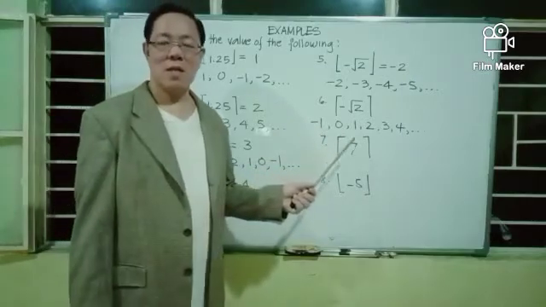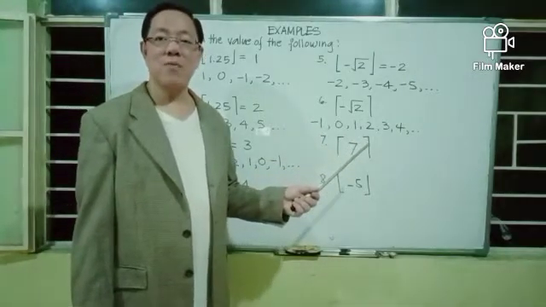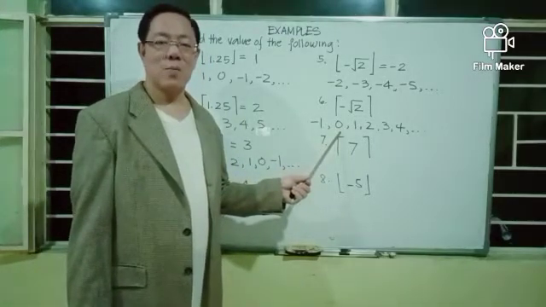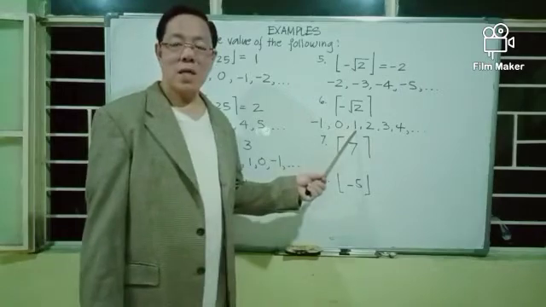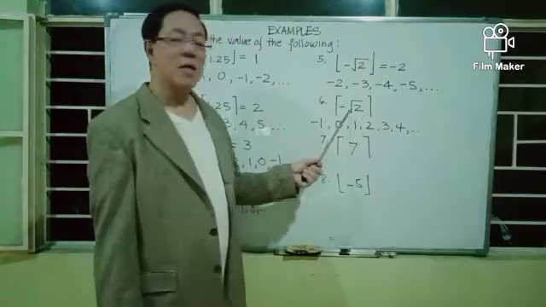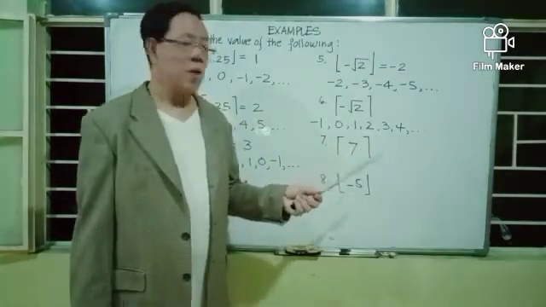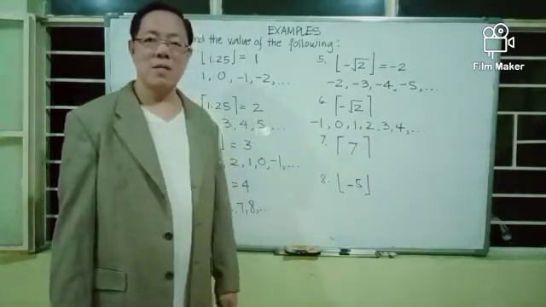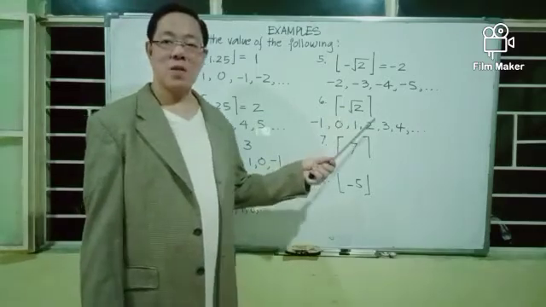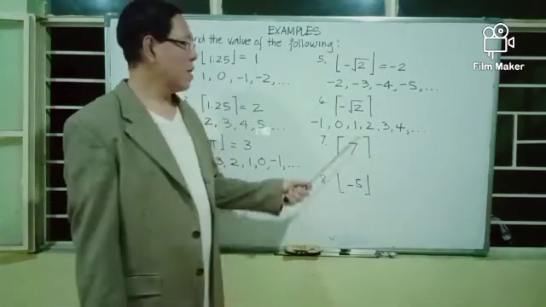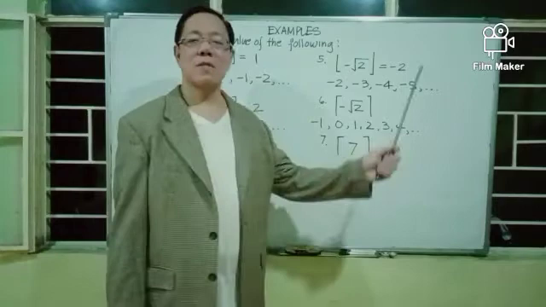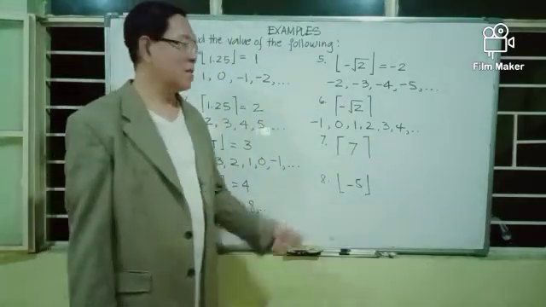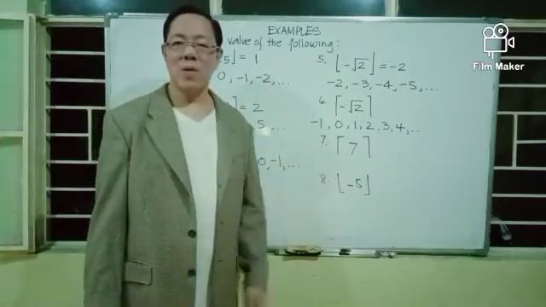Negative 1 is greater than negative 1.41. 0 is an integer greater than negative 1.41. 1 is a positive integer greater than negative 1.41. 2 is a positive integer that is greater than negative square root of 2, or negative 1.41. And all the positive integers up to positive infinity are integers greater than negative square root of 2, or negative 1.41.